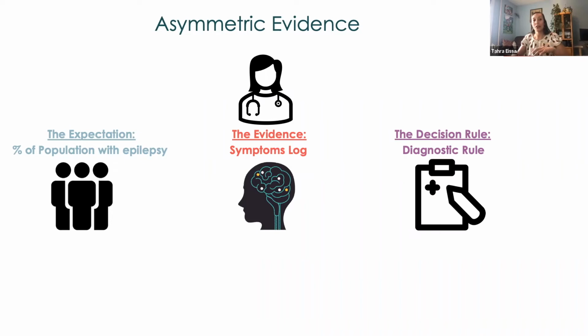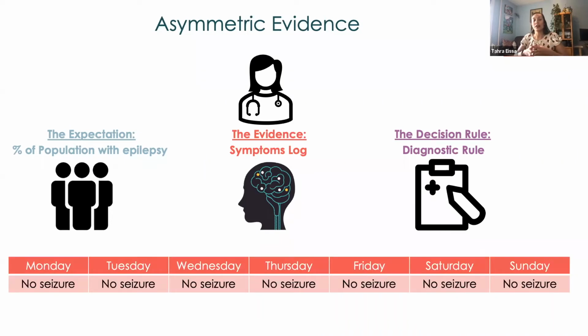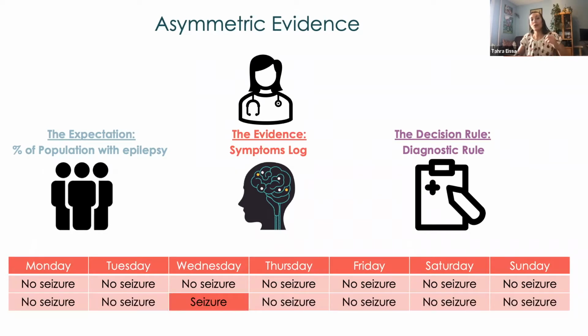evidence itself. So if we have a symptoms log, let's say that we look at 1 week of what our patient has reported. If we were to stop at this point, we'd see that there are no seizures at all. And we would conclude, probably logically, that there is obviously no epilepsy in this patient. But if we extend this, we see that we now have reported 1 seizure.